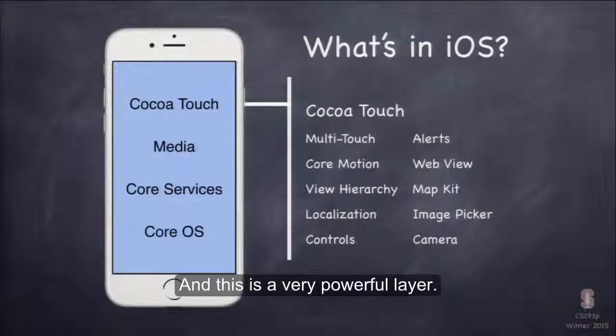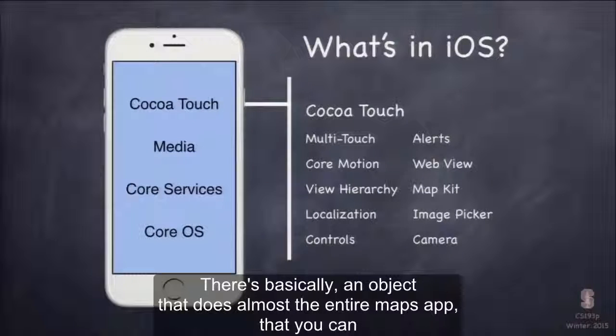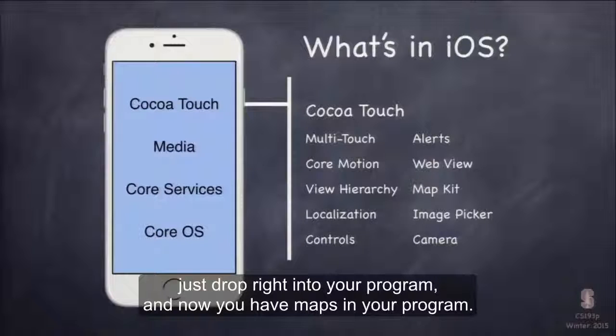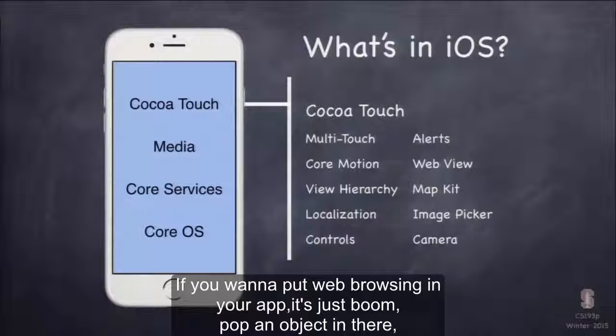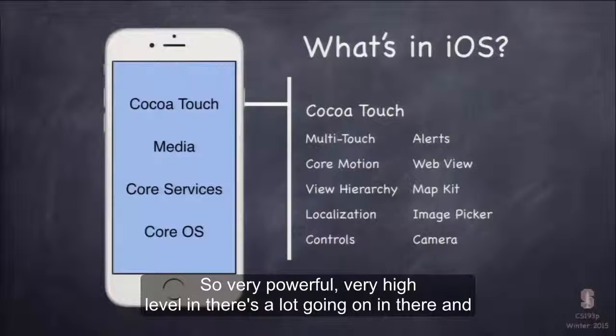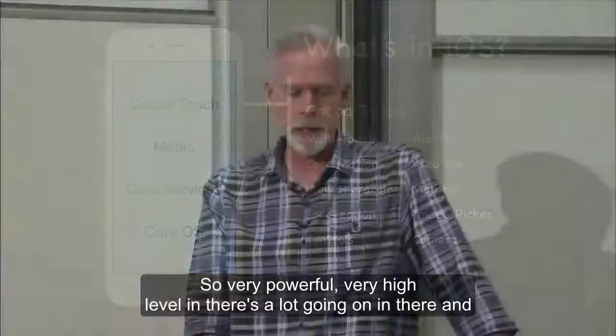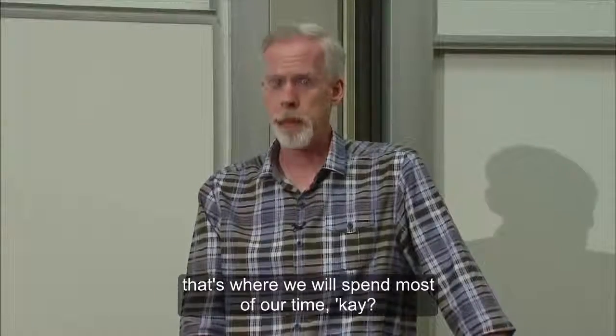And this is a very powerful layer. You've seen things like the Maps app. On the phone, there's basically an object that does almost the entire Maps app that you can just drop right into your program. Now you have Maps in your program. Same thing with web browser. If you want to put web browsing in your app, just boom, pop an object in there, call a couple methods, and you're on your way. So it's very powerful, very high level, and there's a lot going on in there, and that's where we'll spend most of our time. Okay?